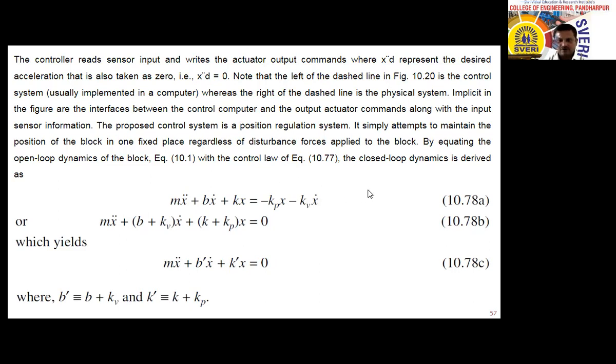By equating the open loop dynamics of the block with the control law of equation 10.77, the closed loop dynamics is derived as m x double dot plus b x dot plus k x is equal to minus kp x minus kb x dot, or m x double dot plus (b plus kb) x dot plus (k plus kp) x is equal to 0, which yields m x double dot plus b' x dot plus k' x is equal to 0, where b' is equal to b plus kb and k' is equal to k plus kp.